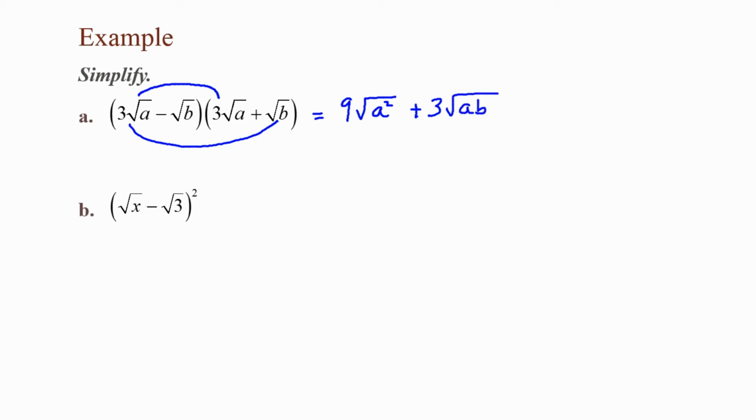Then I multiply negative square root of b times 3 square root of a, so I have negative 3 square root of a times b. Then I multiply negative square root of b times a positive square root of b, which gives me negative square root of b squared. 9 square root of a squared simplifies to 9a. 3 square root of ab minus 3 square root of ab is 0, minus the square root of b squared is b. So my final answer is 9a minus b.